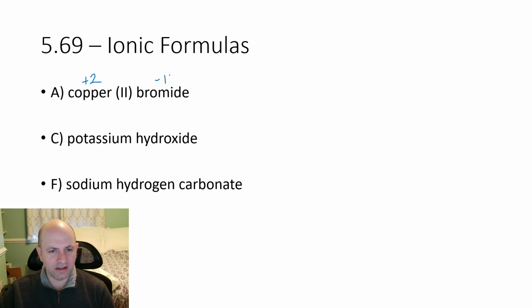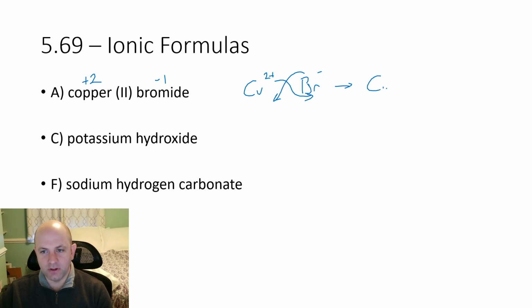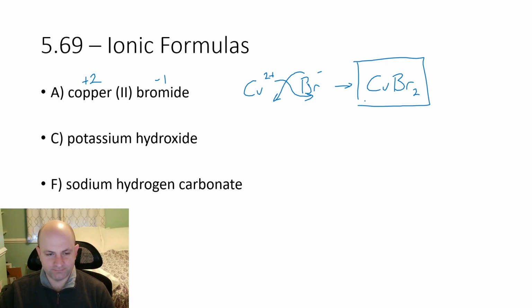It's -1. And I like to do this, honestly, on tests and quizzes. Just write the charges above the word so I know what I'm looking at. Copper, then would be +2. Bromide would be -1. When we switch those, do our crossover, that means we'd get a formula of CuBr2. We check for reducing. We can't, so CuBr2 is that answer. Next up, we have potassium. So that's K with a +1.